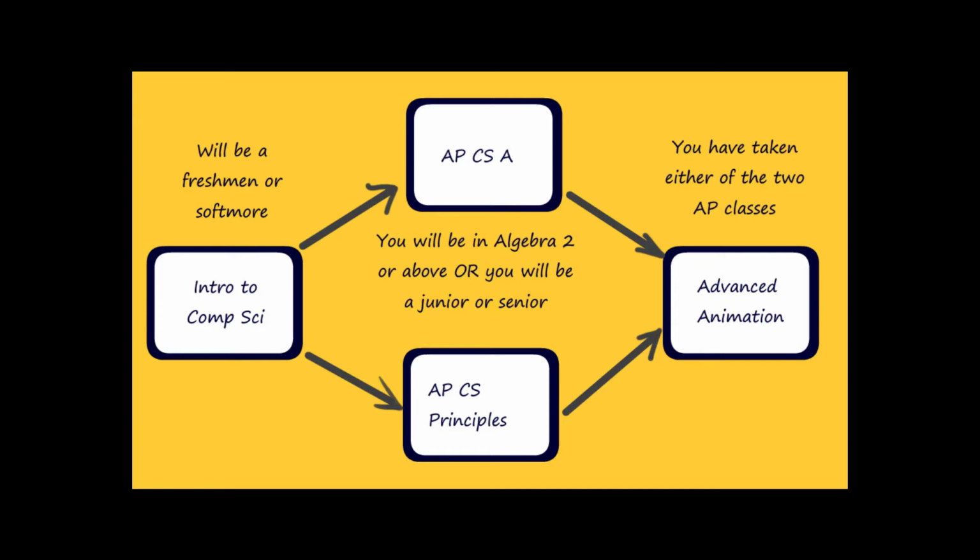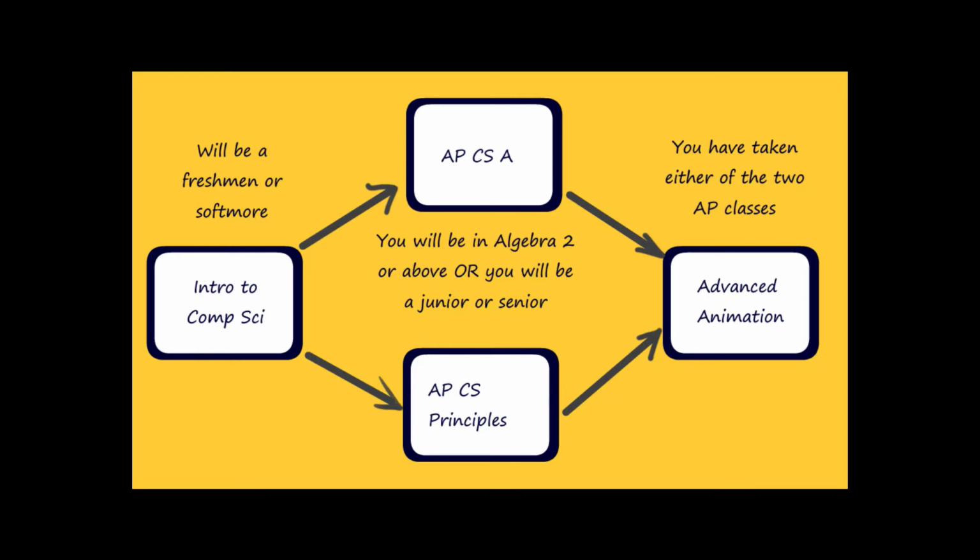We have 4 different classes. The first one is Intro to Computer Science. If you're going to be a freshman or sophomore, then you'll take Intro to Computer Science. If you're already in Algebra 2 or above, or you're going to be a junior or a senior, you can take APCSA or APCS Principles.